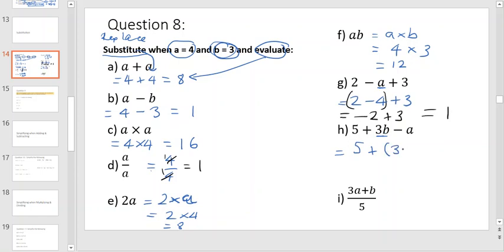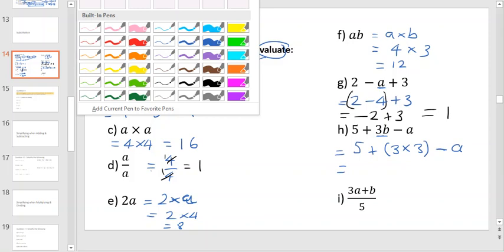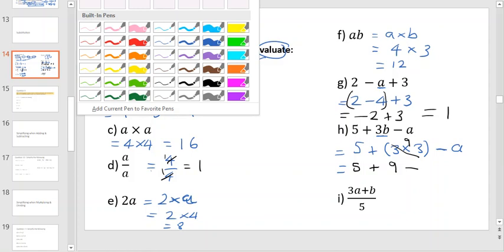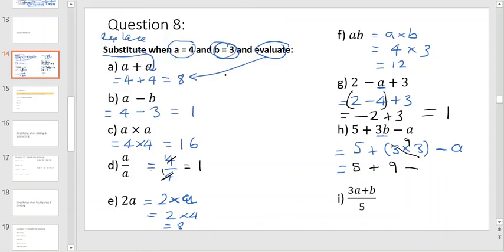3 times B, which is going to be 3 times 3, and then take away A. So those brackets help us to remember times must come first. 3 times 3 is 9. If you want to cross it off and write 9 like that, you can as well. So I've got 5 plus 9, take away. Oh, and I forgot to substitute the A. What is A? I should have done that as well. A is 4, so that should have been a 4 there.